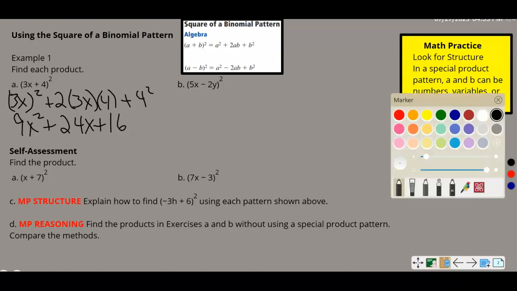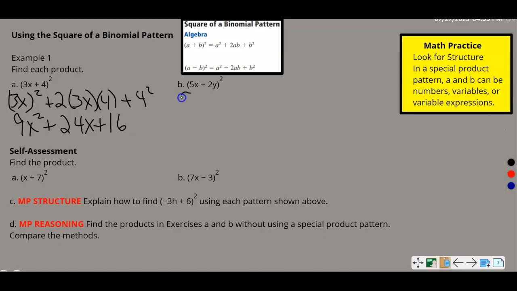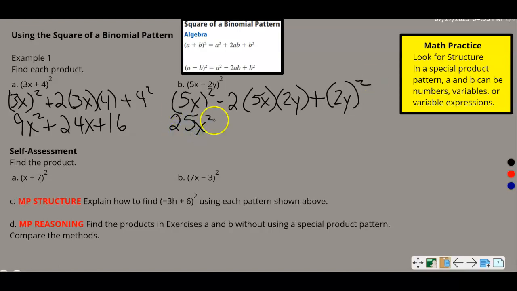All right, so if we look at this, we're going to have 5x squared, minus 2 times 5x times 2y, plus, again, something squared is always positive, so 2y squared at the end. Again, this is in parentheses, the 5 and the x is squared. So I'm going to have 25x squared. And then I've got 5 times 2 is 10xy. Times negative 2 would be negative 20xy.